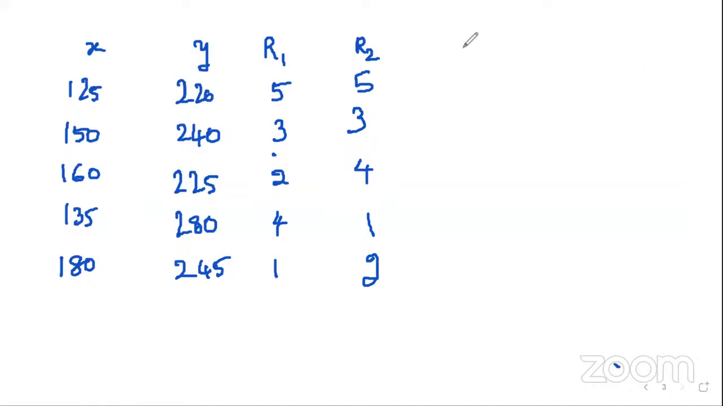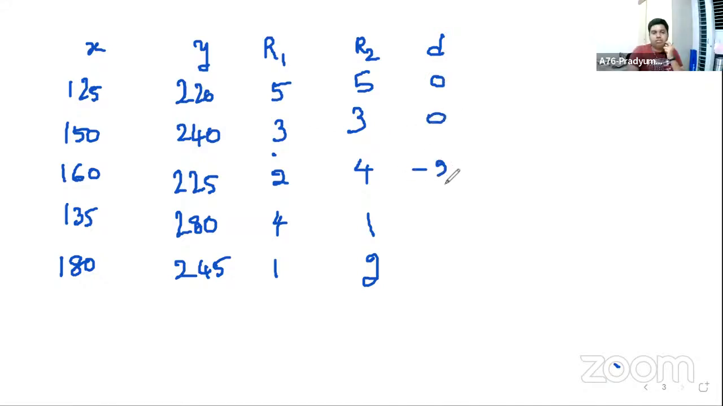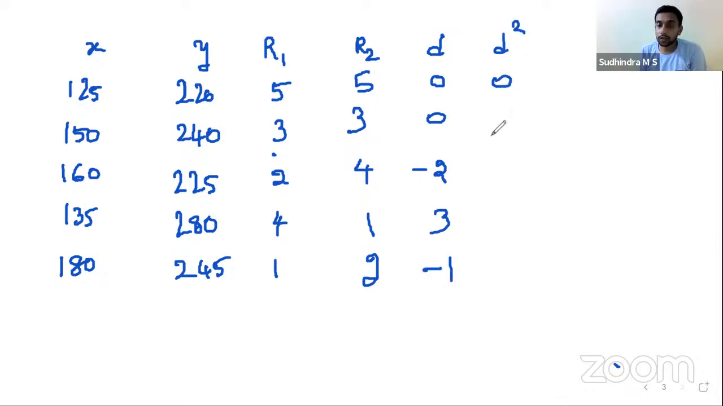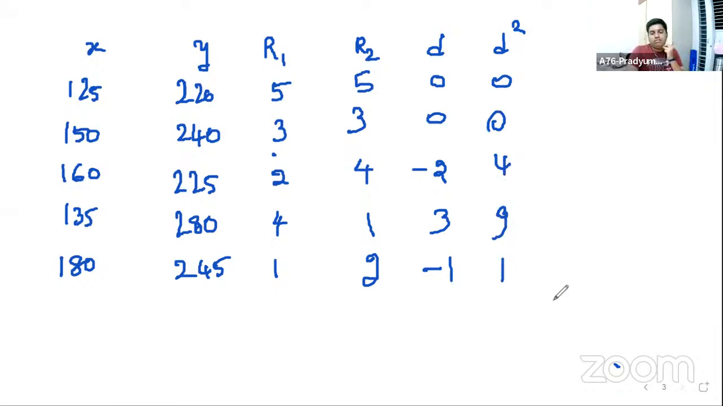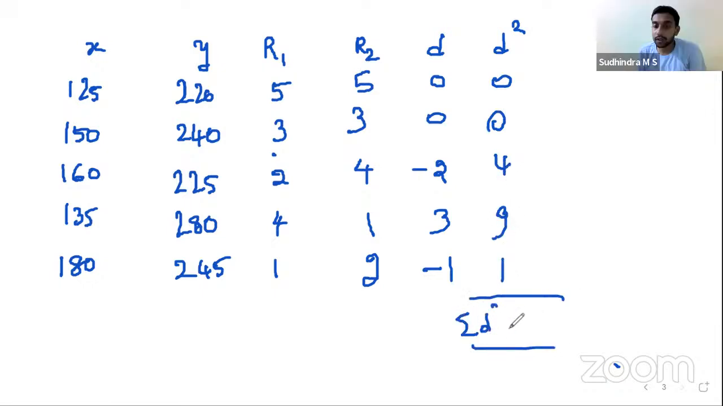Then what are we supposed to do? Calculate D, the difference between ranks. 5 minus 5 is 0. 3 minus 3 is 0. 2 minus 4 is -2. 4 minus 1 is 3. 1 minus 2 is -1. Then square, D square. D square: 0, 0, 4, 9, 1. Total summation D square is 14.